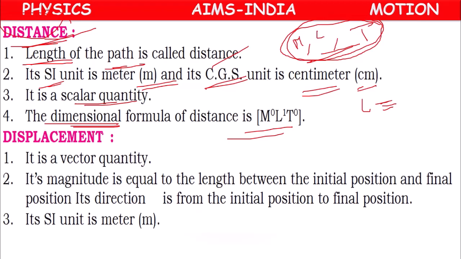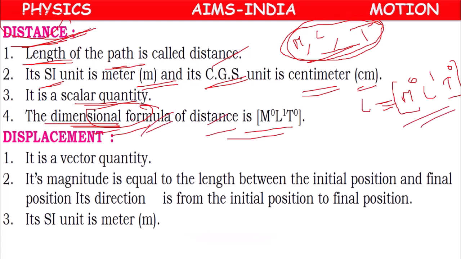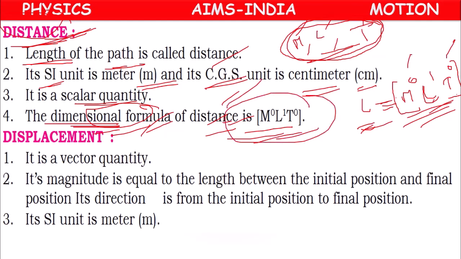Dimensional formula means, in the formula of distance, how many quantities of mass do we have? In length there is no mass, zero. Length, how many? Only one. Time, how many? Zero. So M0 L1 T0 is the dimensional formula of distance. Dimensional formula means we represent how many times mass, length and time are present in the quantity. Here we have only length, since distance is length. Mass is 0, time is 0.